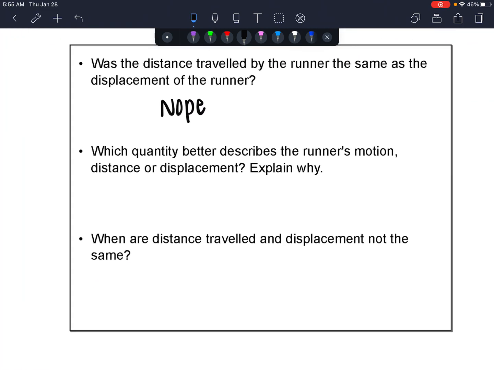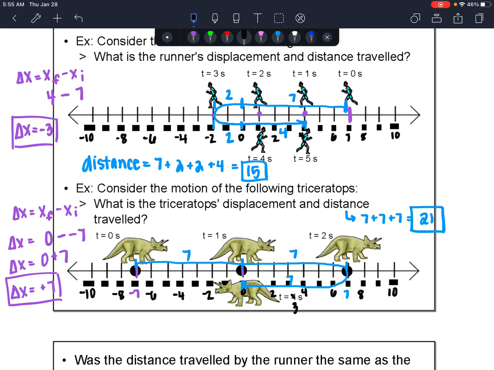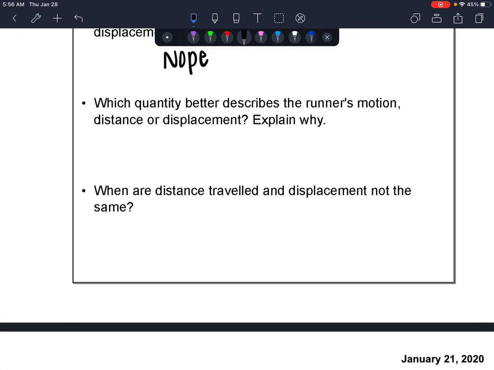Which quantity better described the runner's motion? Distance or displacement? Explain why. I'm not going to think as hard about this one because I think we talked pretty heavily about it earlier, but it depends on what you're looking for. If I want to know what direction they went, then displacement was more valuable. If I want to know about literally how far they traveled, then distance is more important. So distance is more important when I want to describe their travel length, and displacement was more important when I wanted to describe their direction of motion.